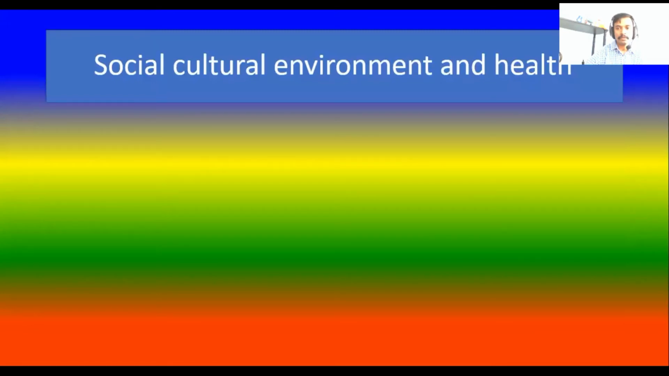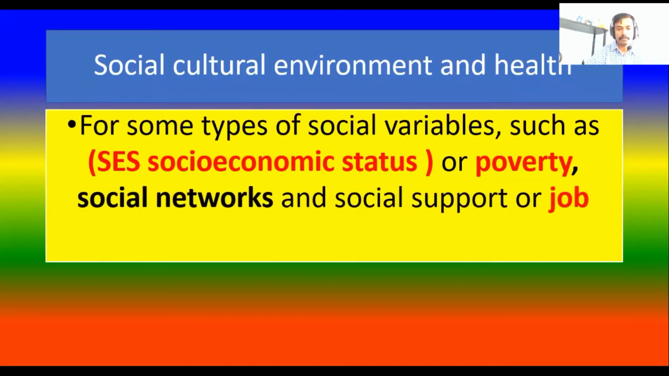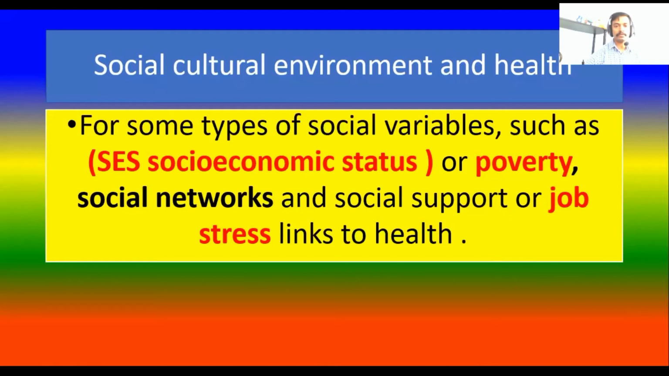Then social, cultural, environment and health. Socio-economic status, poverty, job stress are linked to health. Socio-cultural factors we have already discussed. Social means how people interact. Better interaction and staying away from social disabilities, good socialization, helps toward better health.